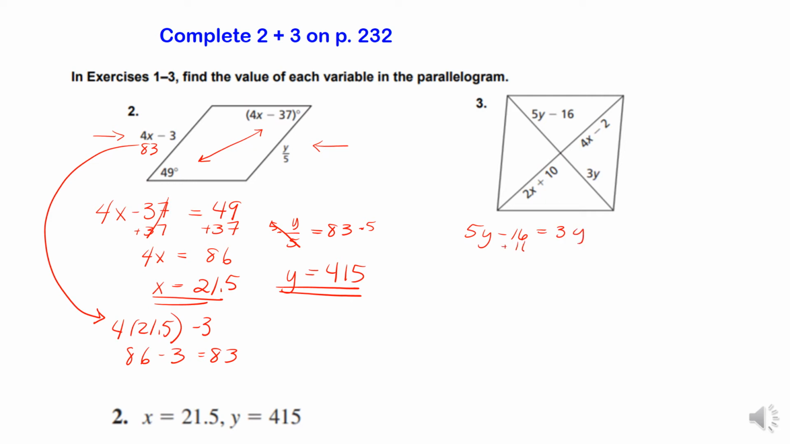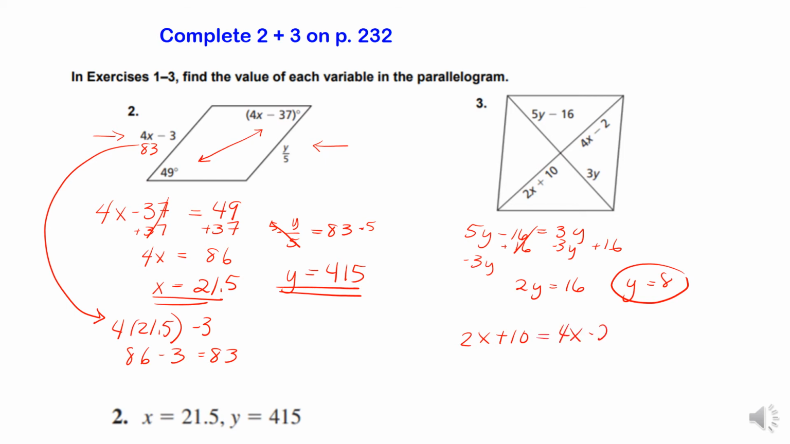I'm going to add 16 over to this side, and I'm going to subtract 3y. So I get 2y equals 16, y equals 8. Okay, you can go back and plug it in, see if it works. And then I get 2x, because the other diagonal is cut in half as well, so they are equal.